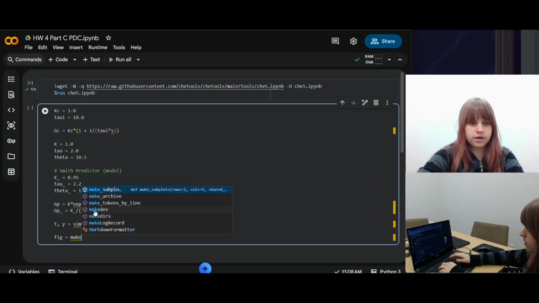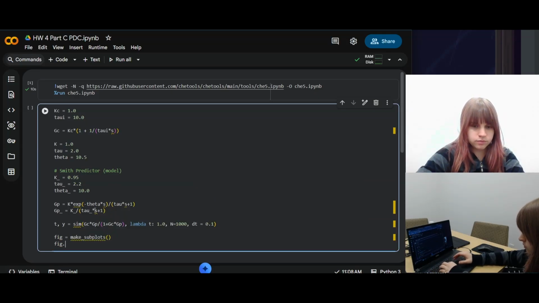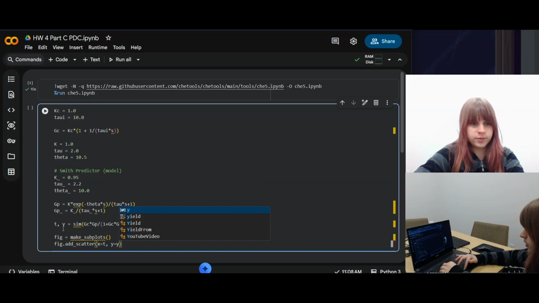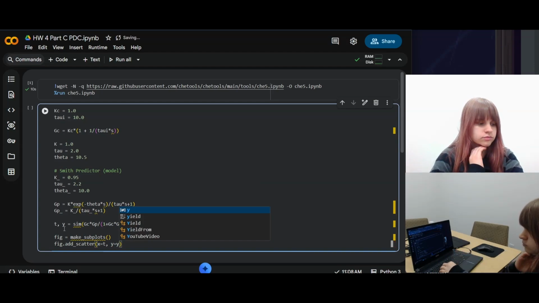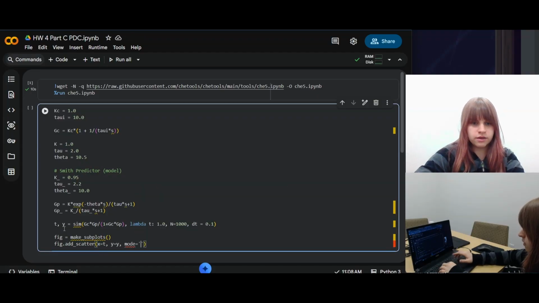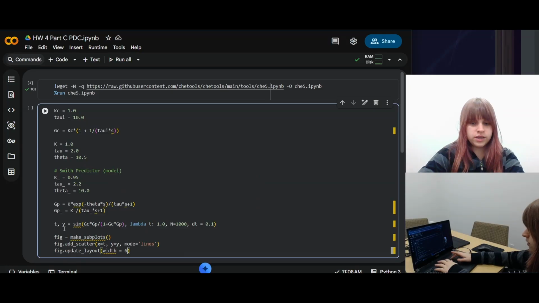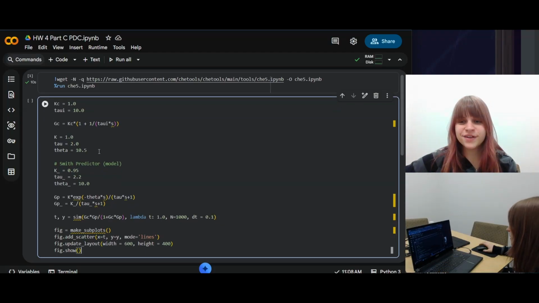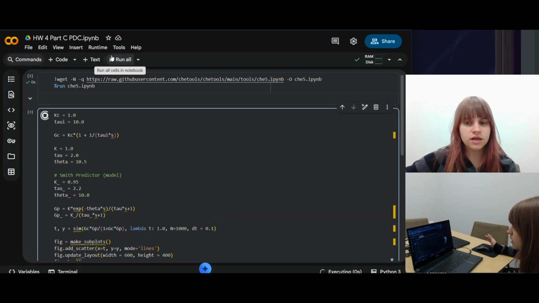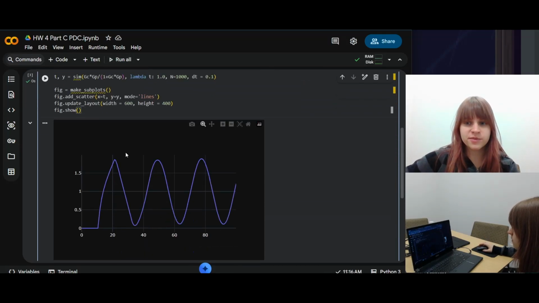And we want to make our subplots. X is equal to time, y is equal to y from here. And our mode is lines. I'm going to set a width and a height. And obviously we want our figure to show. So I'm going to run this and see if it gives me something.